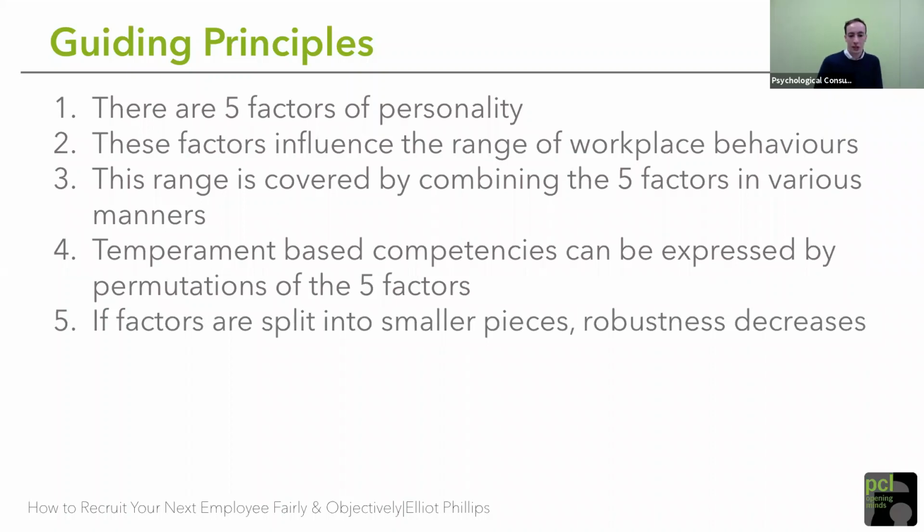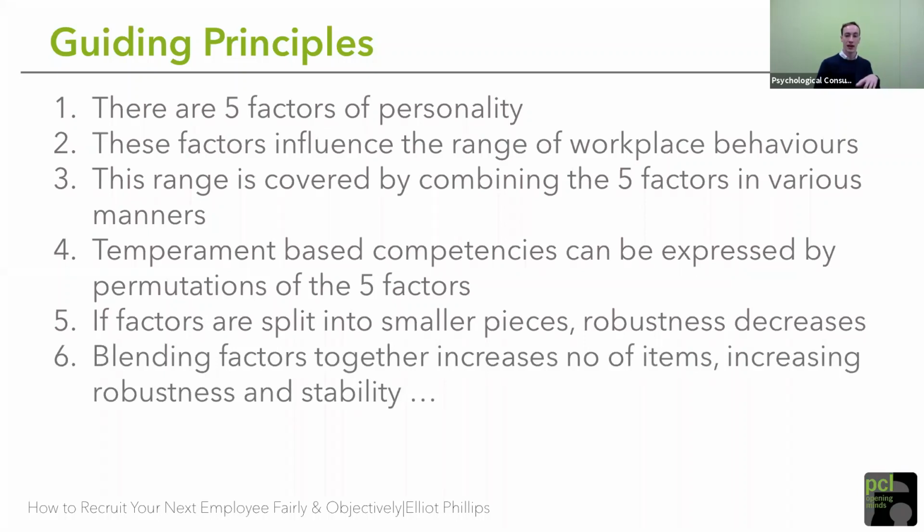Number 5, if factors are split into smaller pieces, robustness decreases. So again, the analogy with pillars, if you were to take bricks out of a pillar, the structural integrity there would start to decrease. For us here, if we start to take just pieces of the 5 factors rather than the whole thing together, the scientific rigidity behind it also decreases.